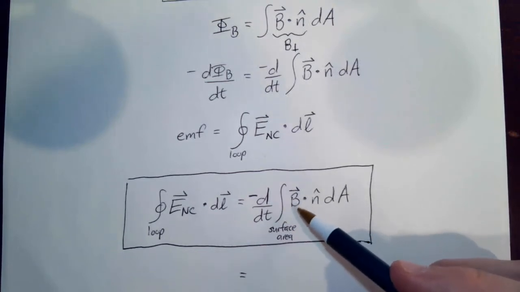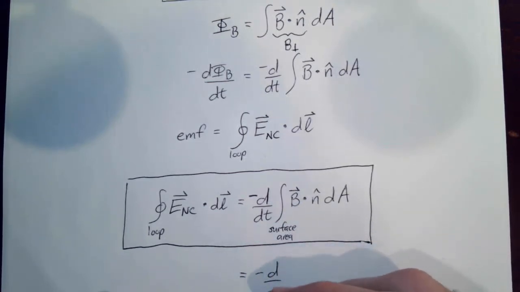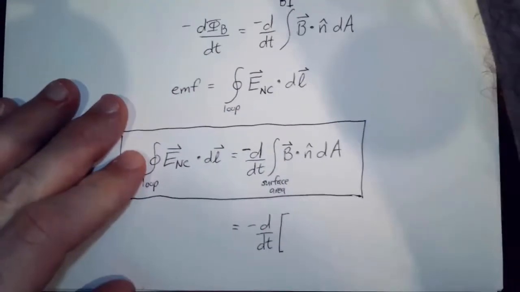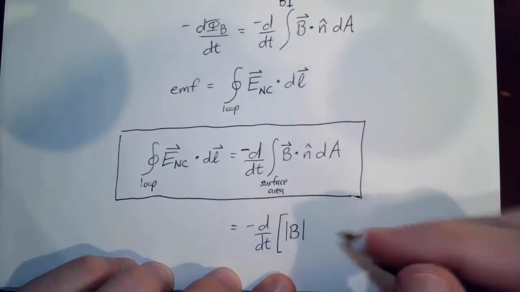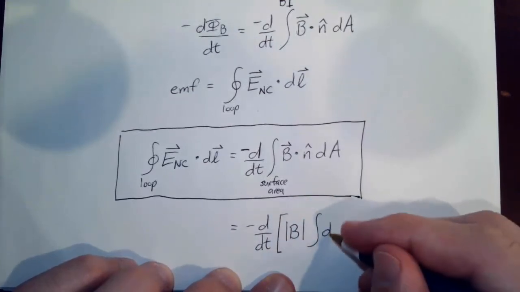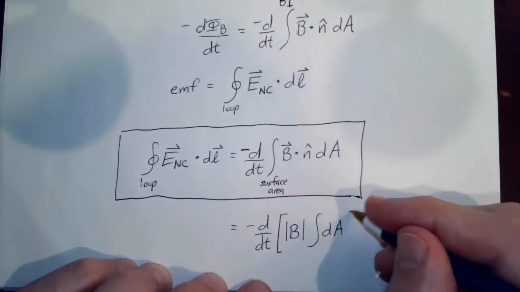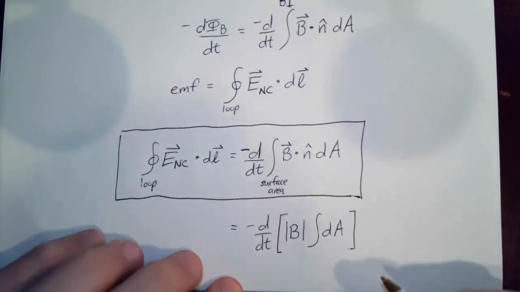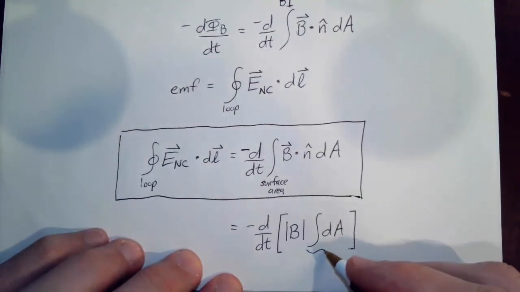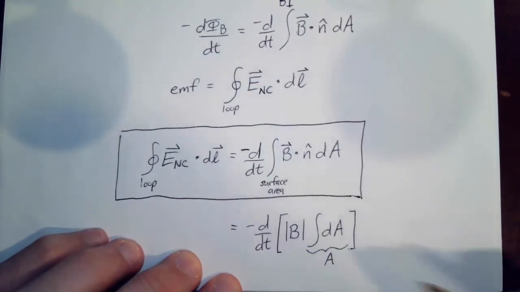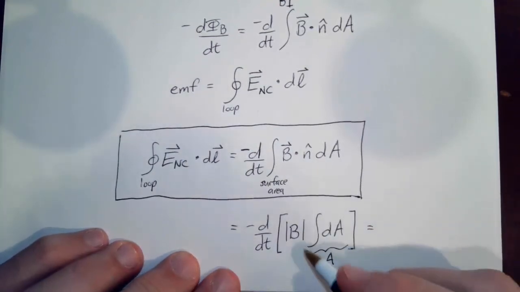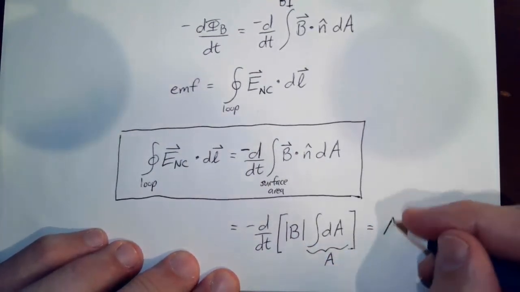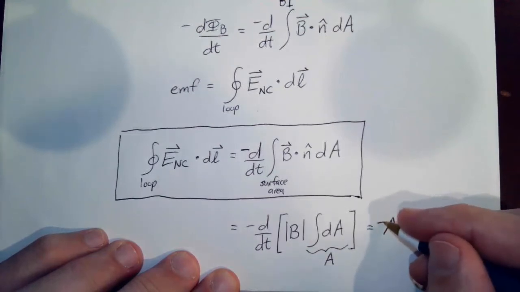And then I'm left with negative d/dt of B magnitude times the integral dA. All right. And this integral dA over the surface just ends up being the surface area A. And I mentioned that A is not changing with respect to time, but B is. And so our final result would look something like this.